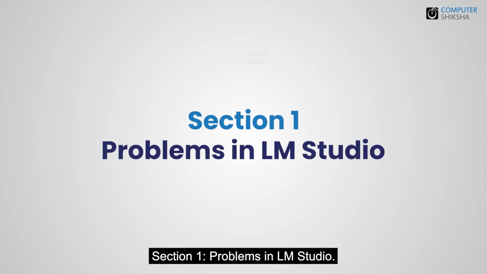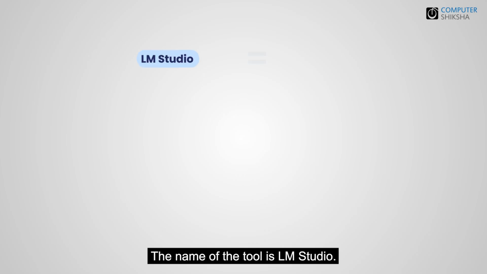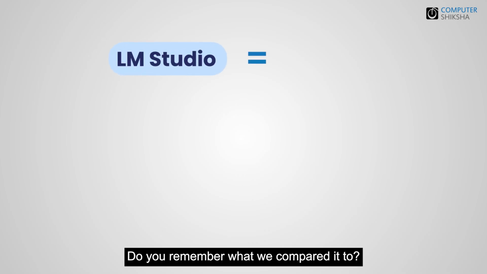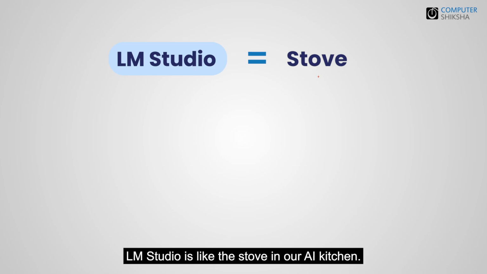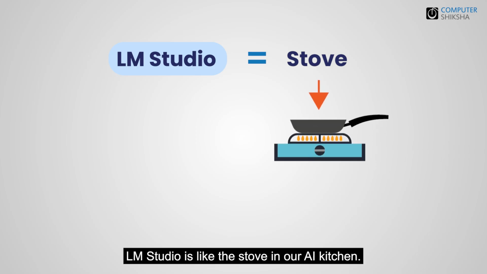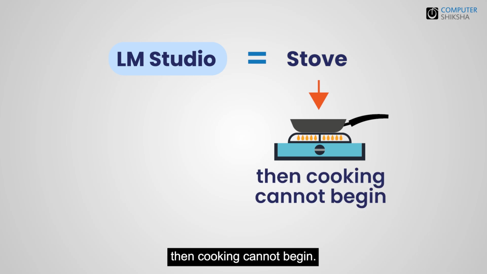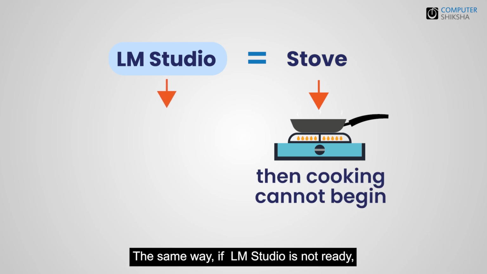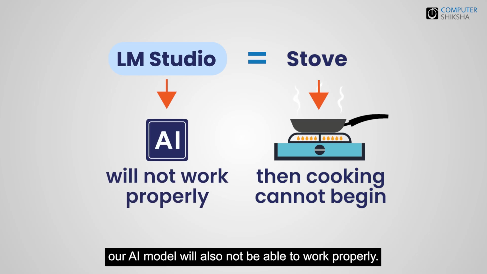Section 1. Problems in LM Studio. Now students, let us start with our first tool. The name of the tool is LM Studio. Do you remember what we compared it to? I heard someone say a stove. You are absolutely right. LM Studio is like the stove in our AI kitchen. If the stove is not working properly, then cooking cannot begin. The same way, if LM Studio is not ready, our AI model will also not be able to work properly.